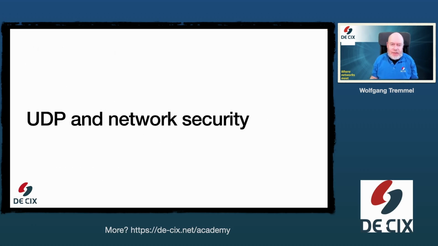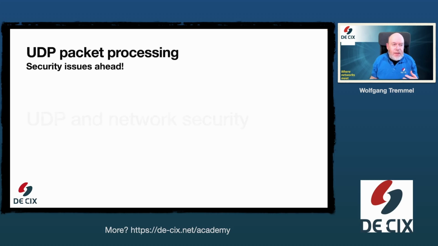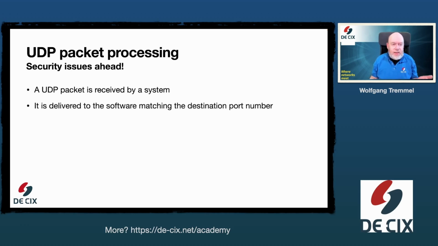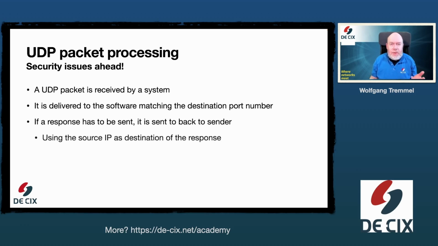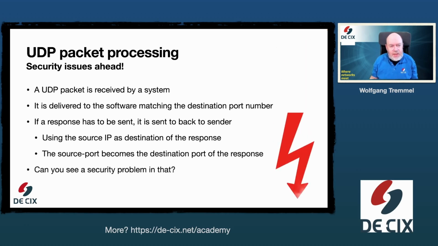Let's talk a little bit about network security. Well, like I said, UDP is connectionless. So a UDP packet is received by a system, it's delivered to the software matching the destination port number, and if that software needs to send a response, it simply uses the source IP address to send the response to. So the source IP address becomes the destination address of the response. Can you see a security problem in that?